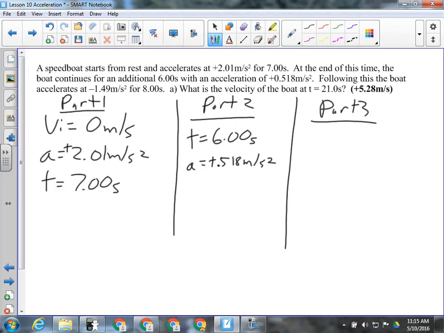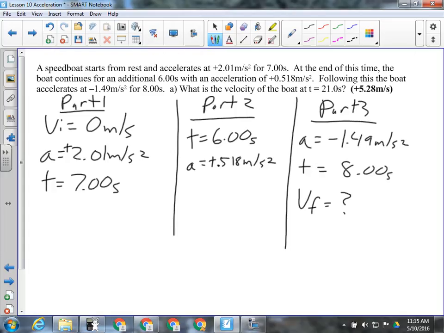Following this, that's another part then. Here's part 3. The boat accelerates at negative 1.49, so now it's slowing down, meters per second squared, for 8 seconds. What's the final velocity of the boat after all of this, which is 21 seconds. The 21 seconds is not a piece of information we're using in any of the 3 parts. It's how long the whole trip is. So I don't really need it. If I want to know what VF for part 3 is, I need to know what VI for part 3 is. Agreed? I don't have that.